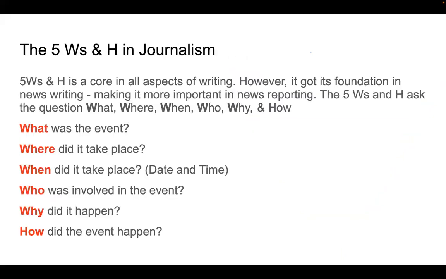Now, the 5Ws and H in journalism. The 5Ws and H is a core aspect of all writing. However, it got its foundation in news writing, making it more important in news reporting. The 5Ws and H are the questions: what, where, when, who, why, and how.